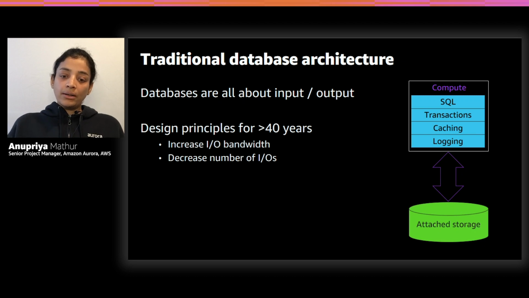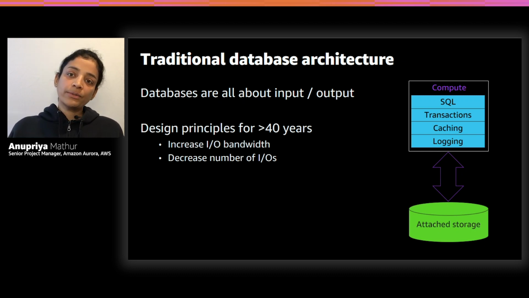That is, our design principles have also been around making the IOs better by either increasing the IO bandwidth, that is, you broaden the pipe so that you can write more, or you would decrease the number of IOs by techniques such as batching, so that you're doing fewer IOs now. Now, with Aurora, we followed a slightly different approach.